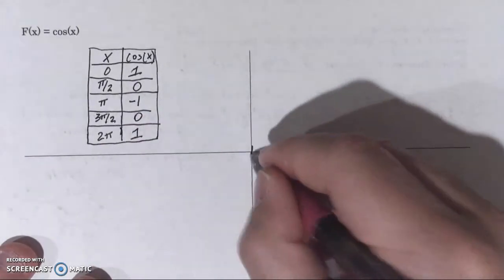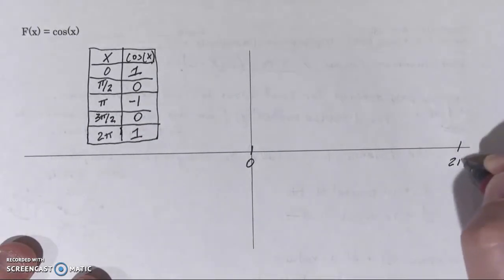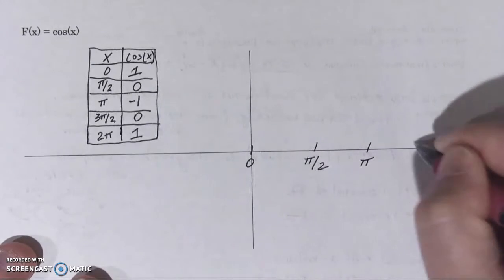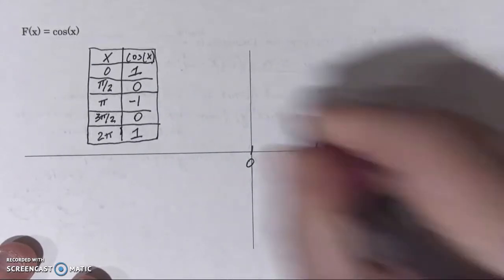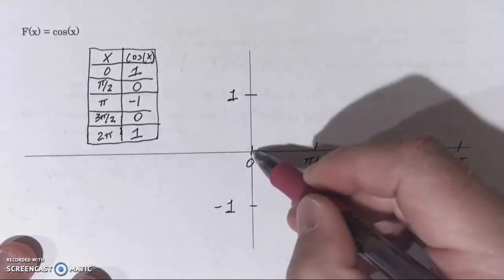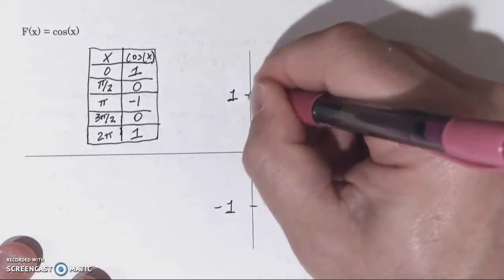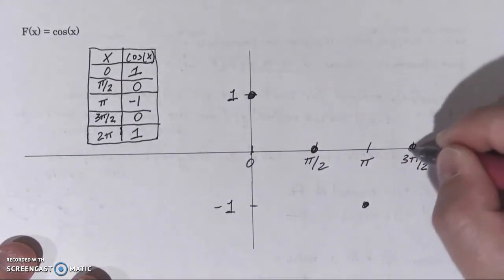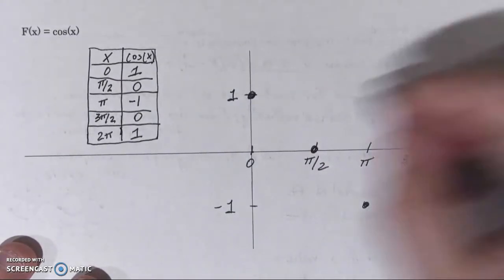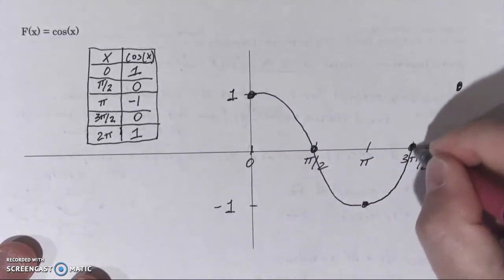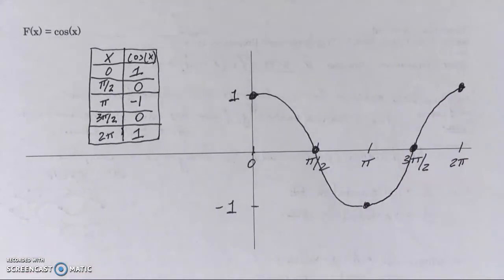Let's graph it. 0 radians, 2 pi radians. Halfway in between that, pi. Pi over 2, 3 pi over 2. 1, -1. At 0, cosine is 1. At pi over 2, 0. At pi, -1. At 3 pi over 2, 0. At 2 pi, 1. Again, if you're curious about how we got those values, it comes straight from our knowledge of the unit circle.